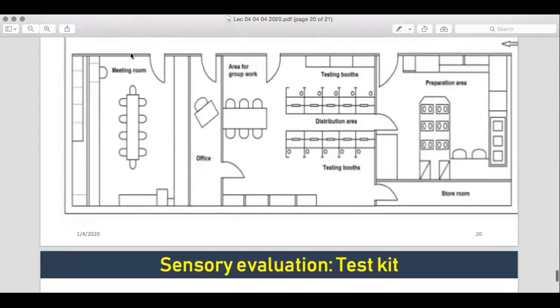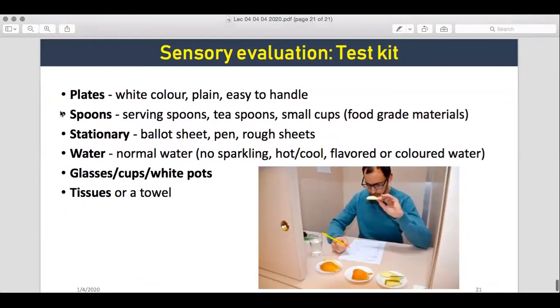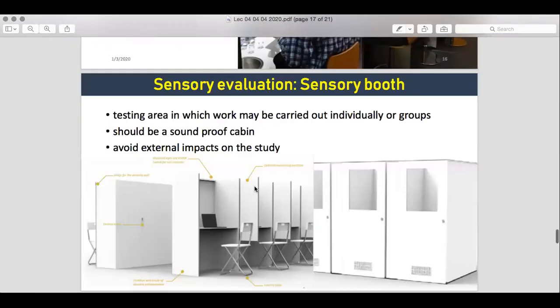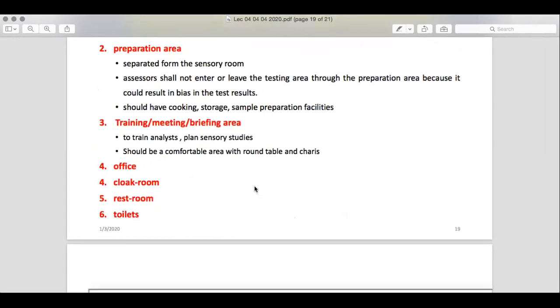Here you can see the basic plan of a sensory analysis area. Meeting room should be there, office, testing booths, right? Preparation area, storage room, all these things are important. And the test kit, you know, the water glasses, tissues, plates are important in conducting sensory analysis. So you can read and understand the last few slides.